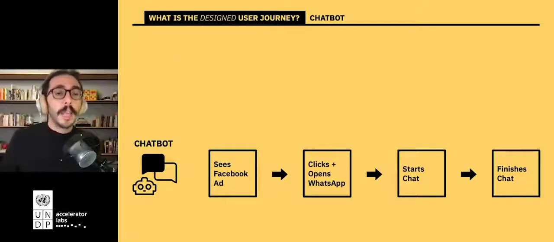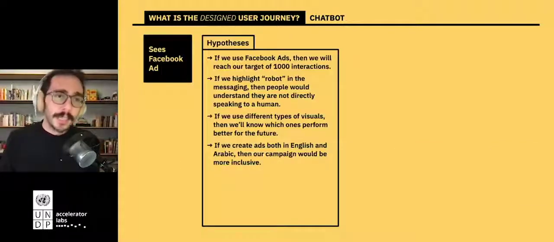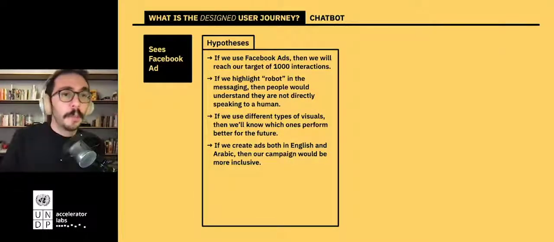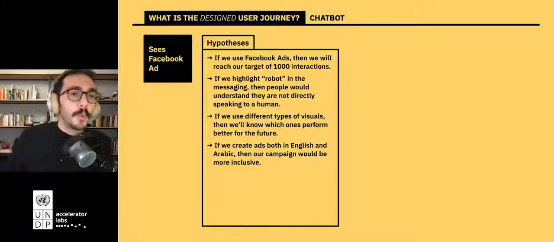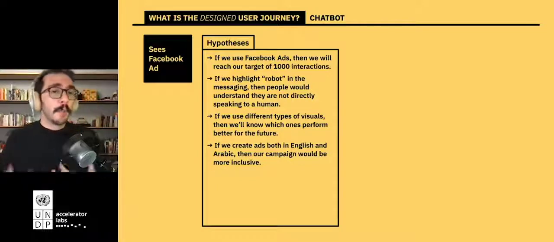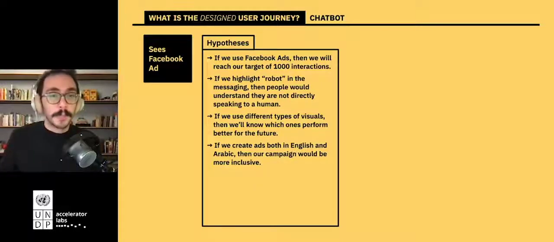design journey. Again, the first step was to see the Facebook ad, and the hypotheses specific to the Facebook ad were similar to those for the survey. A few of them were different: if we highlight robot in the messaging, then people would understand they are not directly speaking to a human. The rest is pretty much the same. It's about visuals and captions and understanding which ones are more attractive and could perform better for future comms campaigns.